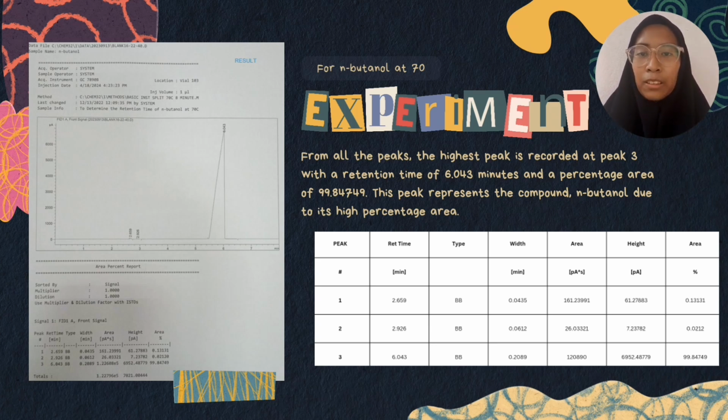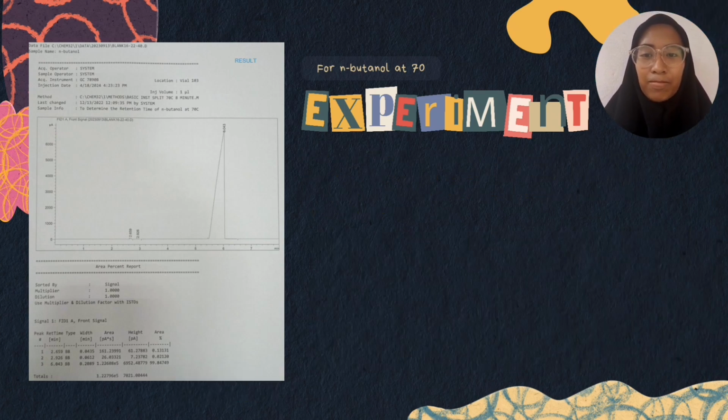The rest of the peaks, recorded at 2.926 and 2.659 minutes, represent the impurities of this experiment. This is because both peaks have lower retention time and area percentage. Having a lower retention time means impurities will flow faster through the stationary phase of the chromatography and out of the sample. Meanwhile, N-butanol will elute slower through the stationary phase.